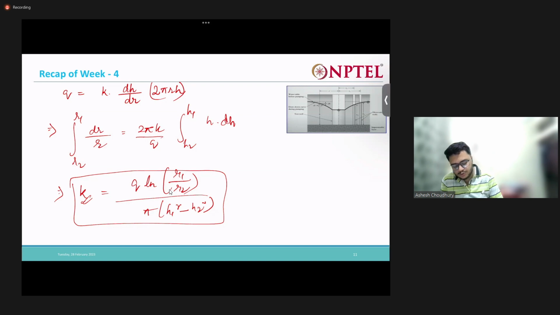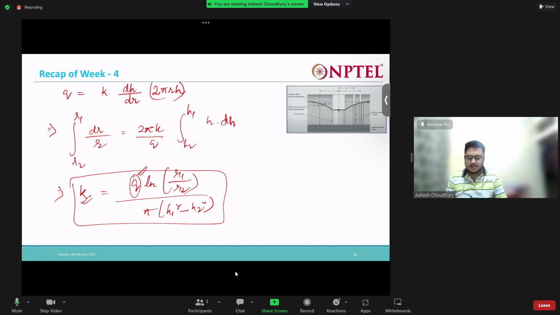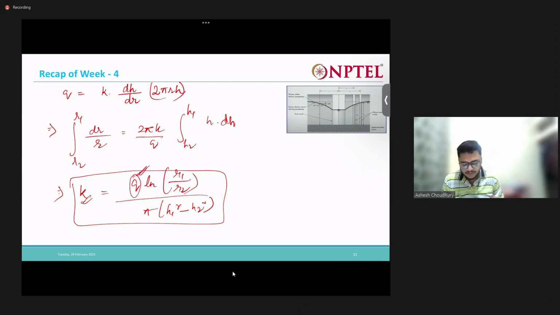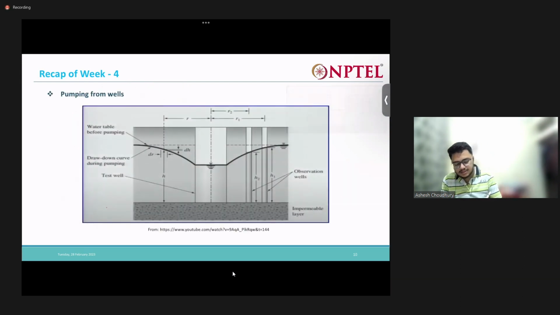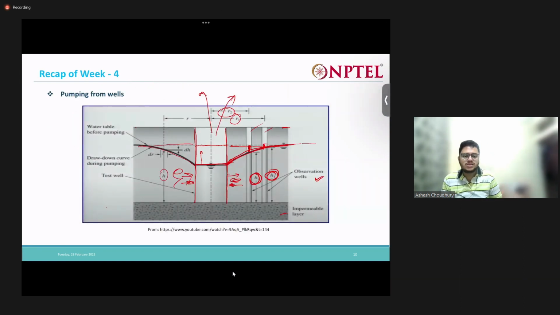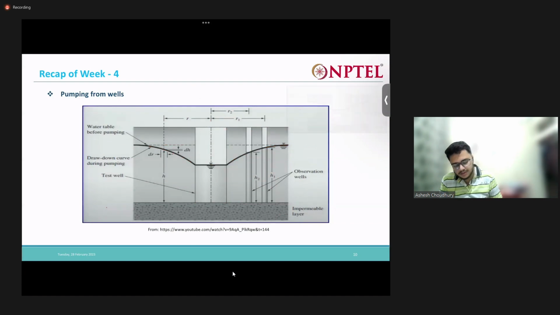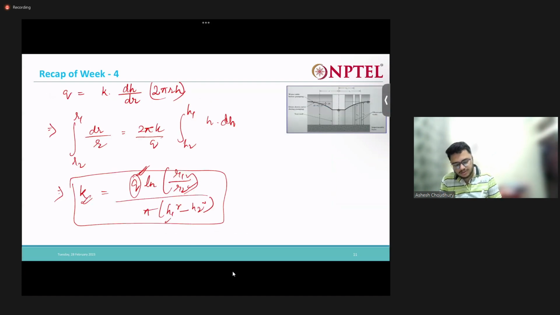So this q you know, because you are pumping out the water at a constant rate. At what rate water is being pumped out of the well, that rate is known, the flow rate is known, which is nothing but small q. r1 and r2 are also known. r1 and r2 are nothing but the radial distances of the observation wells from the test well. These are also known, and my h1 and h2 are also known.